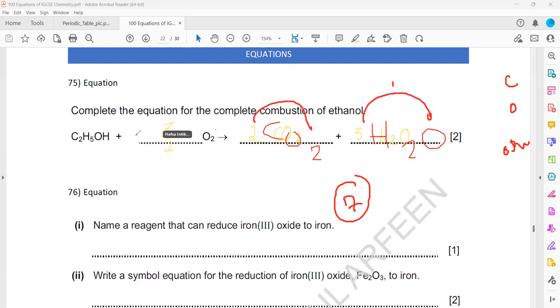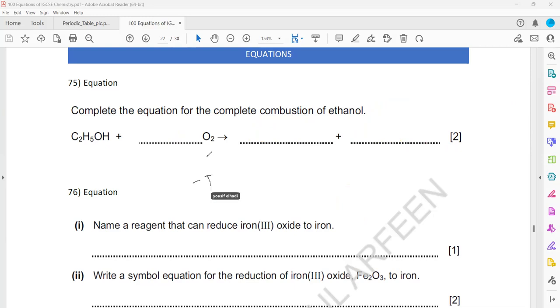So how we, no, 1 is already there. So I need only 6 of them. 1 is already there. So I don't need 7.5. So how to balance this?